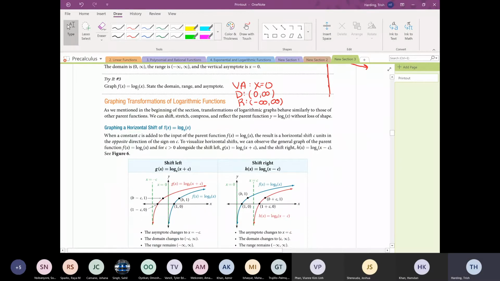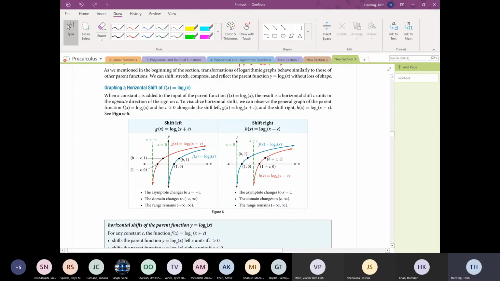So transformations. Notice that if we're going to move things left or right, side to side, we have got to work inside the parentheses. Everybody notice that? And notice that it will be the opposite of what you think. So the opposite of what it looks like.